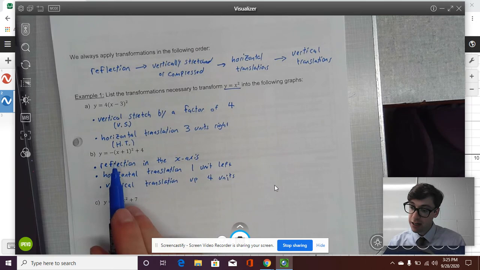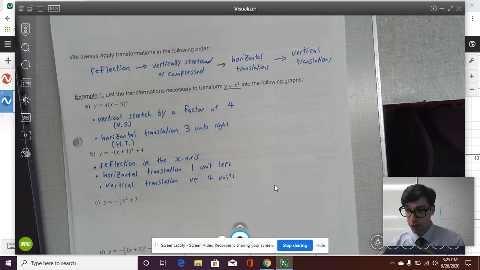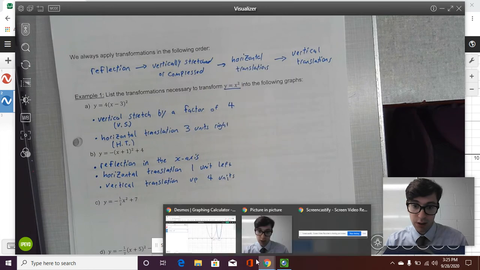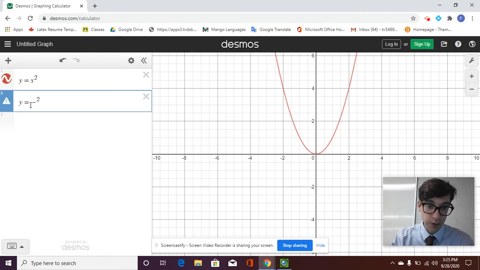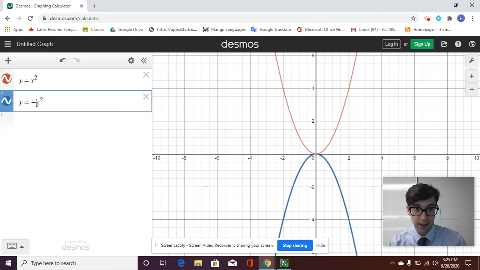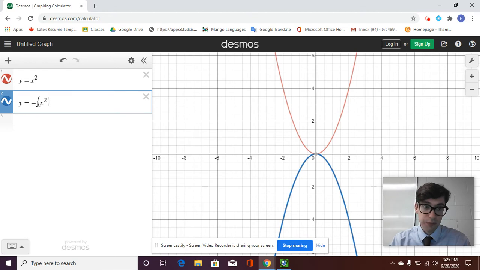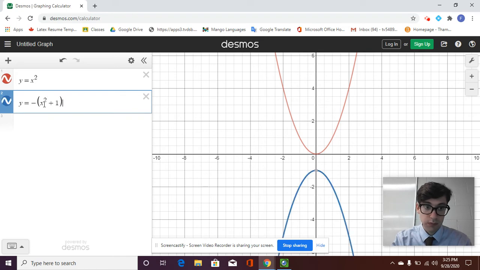So I've had 3 transformations. I've changed the original basic parabola y equals x squared in 3 ways. Again, I'm going to look at Desmos when I do each of these. First I reflected it. Then I moved it, we said 1 to the left, it was plus 1.